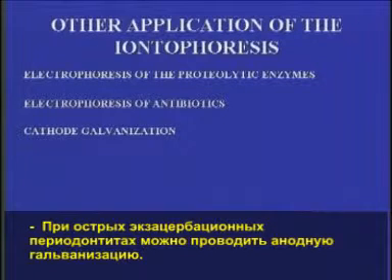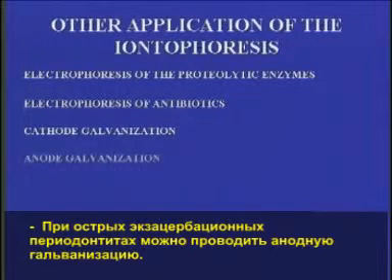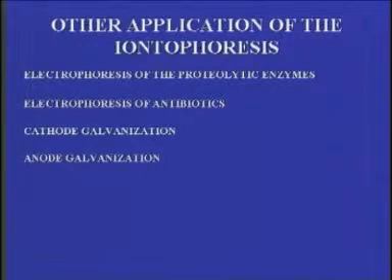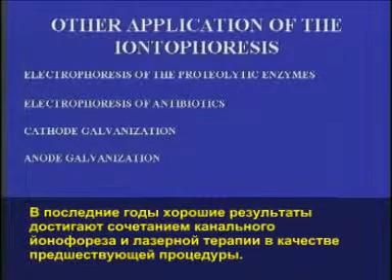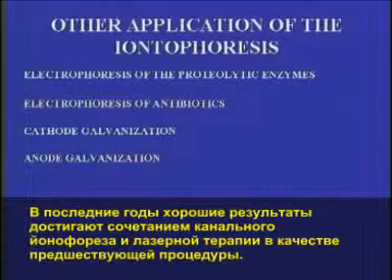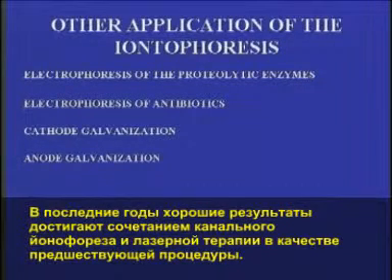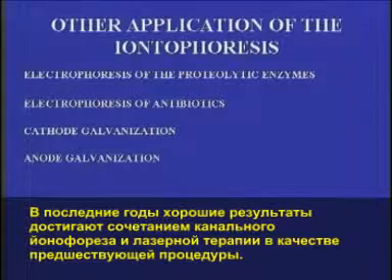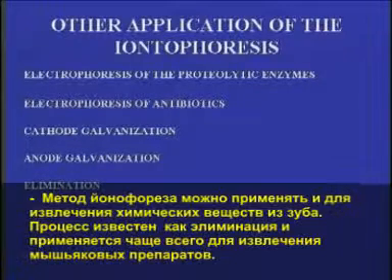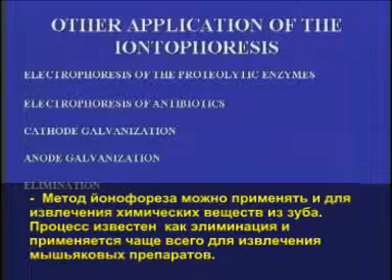In sharp and exacerbated periodontitis and in teeth which do not allow hermetic sealing, non-separative periodontitis, anode galvanization can be performed. Good results have been achieved in recent years from the combination of canal ionophoresis and laser therapy as a preliminary procedure. The ionophoresis method can be used for chemical substance tooth extraction. The process is known as elimination and is used mostly for arsenic product extraction.